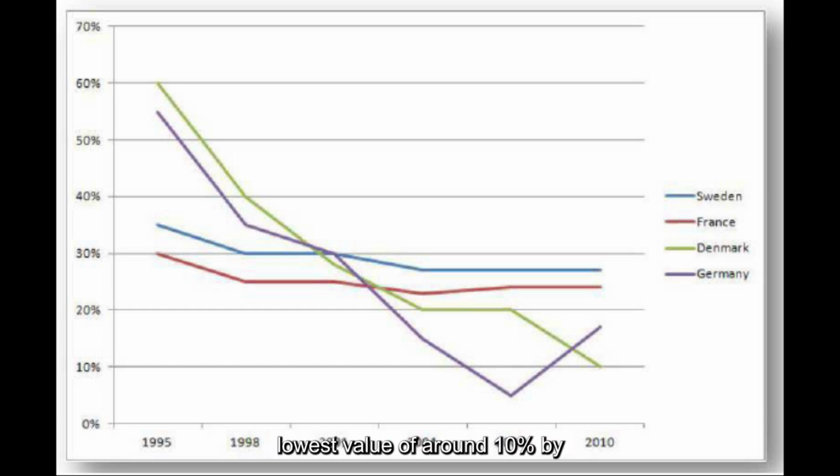around 10% by 2010. You can see from this graph that Germany also experienced a sharp drop, reaching its lowest point at 5% in 2007, followed by a slight increase in 2010. Sweden and France show relatively stable trends, with Sweden maintaining around 27% after 2004, and France hovering between 23% and 24% during the same period.